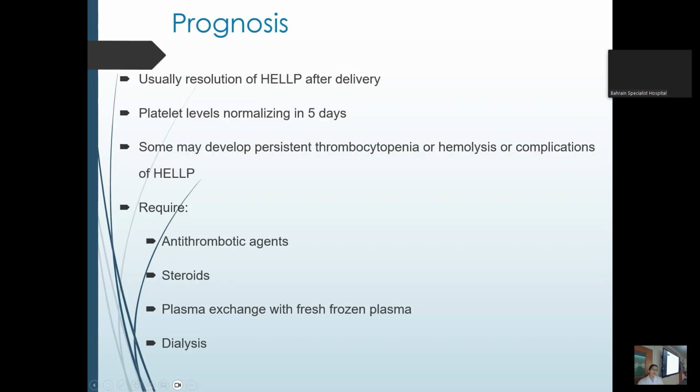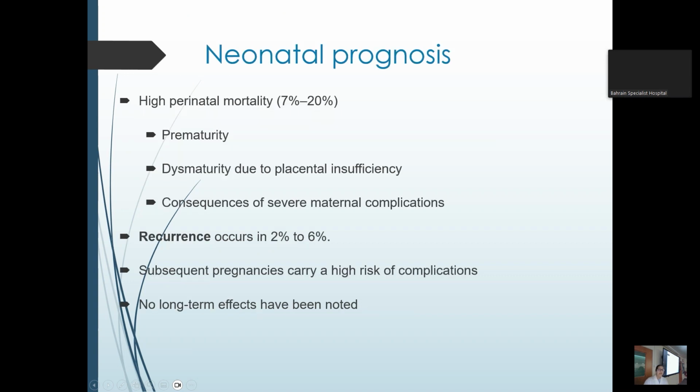Prognosis: usually there is resolution of HELLP syndrome after delivery. Platelet levels normalize in 5 days. Some may develop persistent thrombocytopenia, hemolysis, or complications of HELLP syndrome. They require antithrombotic agents, steroids, plasma exchange with fresh frozen plasma, and dialysis. Neonatal prognosis: there is high perinatal mortality in these patients, seen in the form of prematurity, dysmaturity due to placental insufficiency, and consequences of the severe maternal complications. Recurrence occurs in 2 to 6% of patients. Subsequent pregnancies carry a high risk of complications. There is no long-term effect.